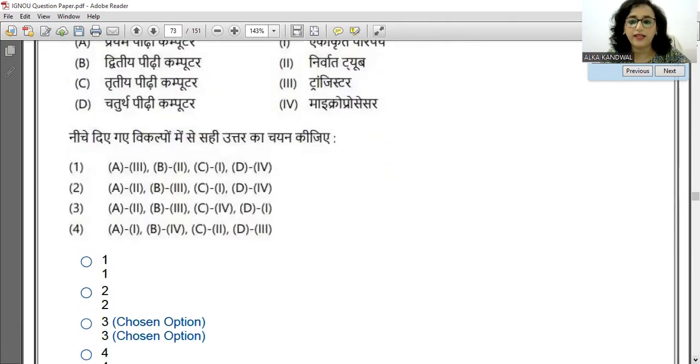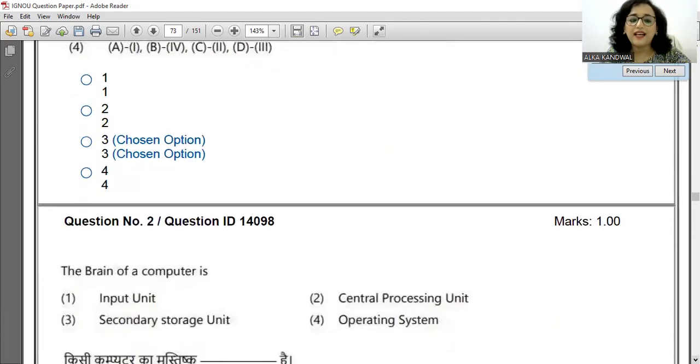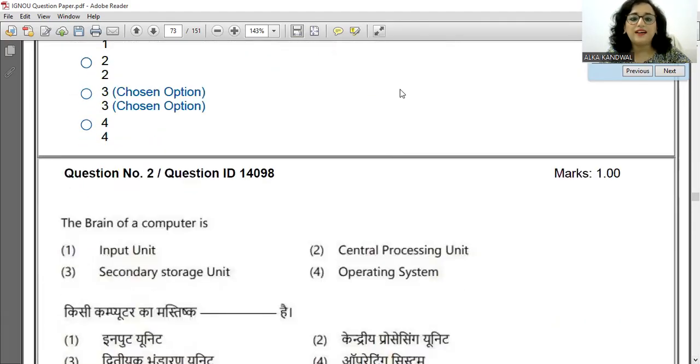Okay, that we have already done. ये तो हमने पहले भी किया था. अब second question है, the brain of the computer. What is the brain of the computer? The brain of the computer is nothing but, tell me. This we have done. The central processing unit, the CPU, that is the brain of the computer.